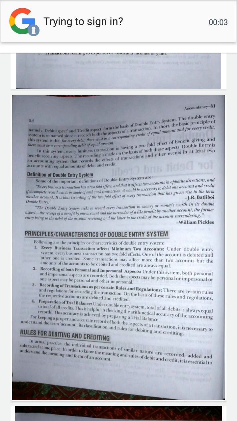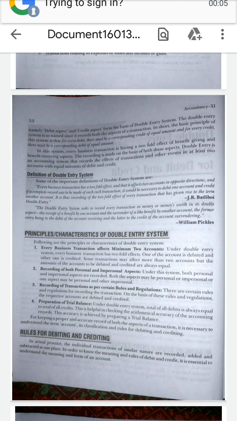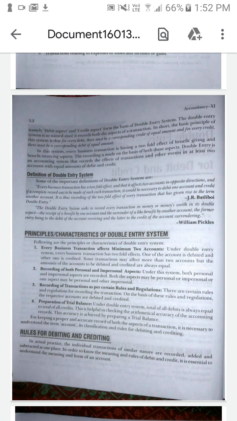Next is the recording of transactions as per certain rules and regulations. There are certain rules for recording the transaction, and only on the basis of these rules the respective accounts are debited and credited. We are going to study the rules, how to debit the accounts and how to credit the accounts.